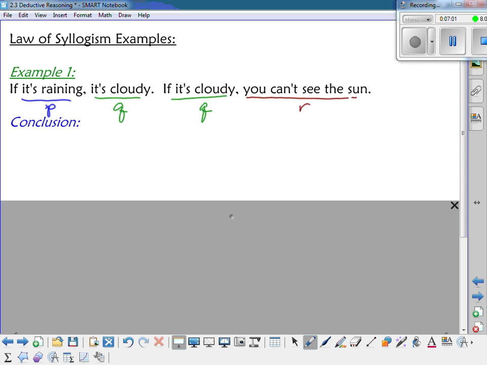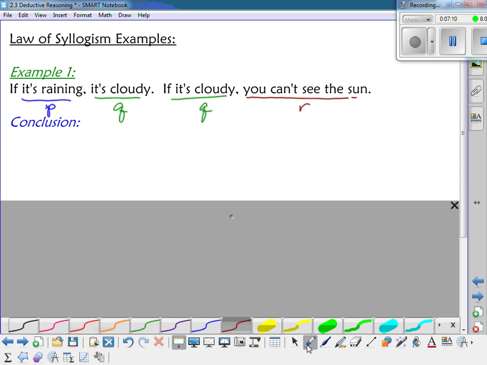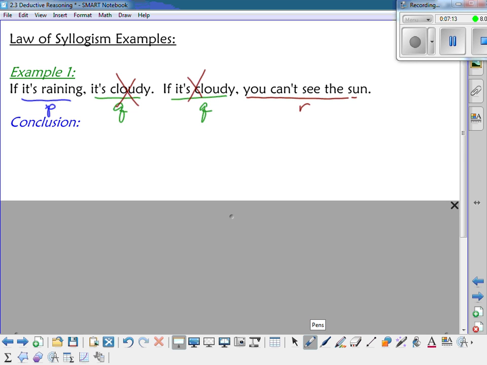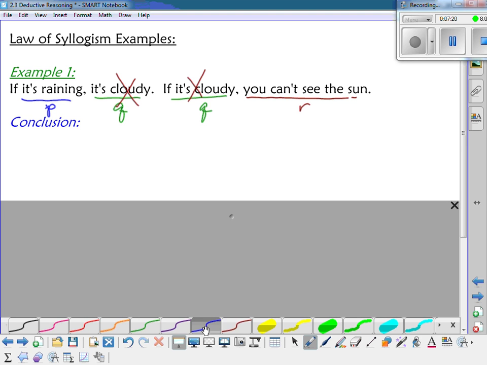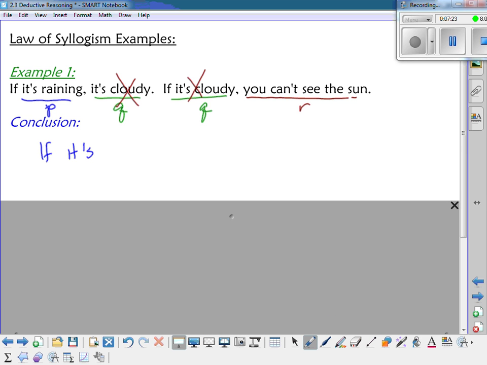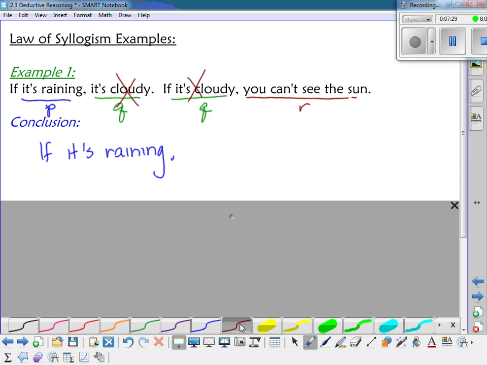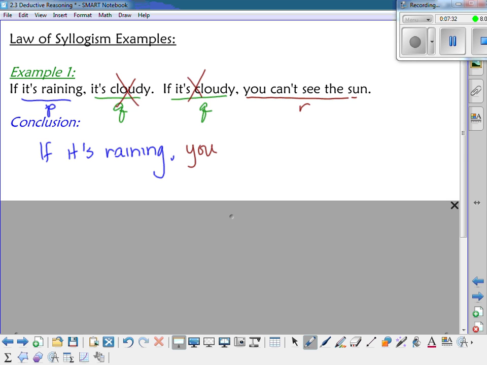So what I can conclude, again, the law of syllogism says if P then Q and Q then R are true statements, I can conclude that if P then R is true. So I'm going to take out the middleman, essentially, and say if P then R. So if it's raining, you can't see the sun. If P, then R.